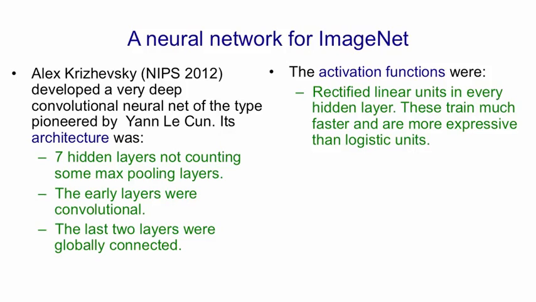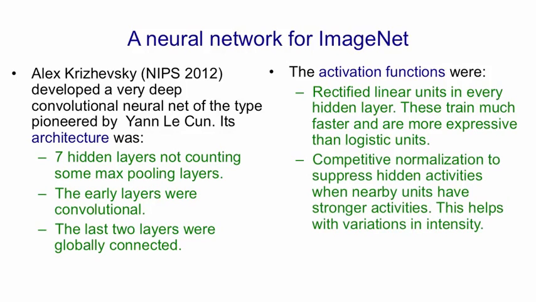We also used competitive normalization within a layer to suppress the activity of a unit if other units that are looking at nearby localities are very active. This helps a lot with variations in intensity. So you might have an edge detector which gets somewhat active due to some fairly faint edge, and that's pretty much irrelevant if there's much more intense things around.